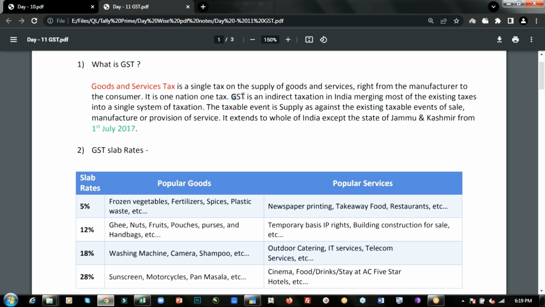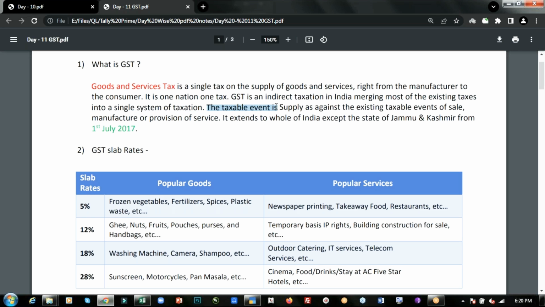Then it says GST is an indirect taxation in India, merging most of the existing taxes into a single system of taxation. Before the GST, there were multiple taxes on the product like value added tax, service tax, custom duty, excise duty, and etc. But after implementing the GST, it is converted into one nation, one tax.